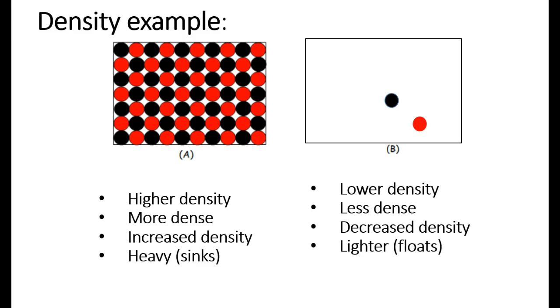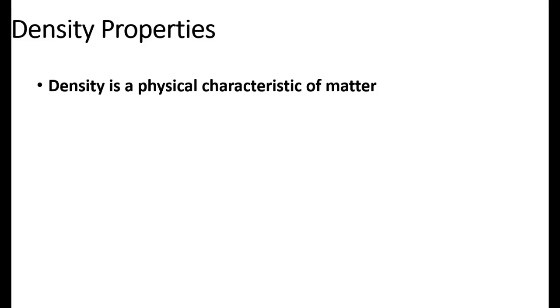Density is a physical property of matter. It's a physical characteristic. Just like your height or your eye color describe you and the way you physically look, density describes the physical characteristic of any object. As a matter of fact, it's kind of cool to know that humans have an average density of 953 kilograms per meter cubed.